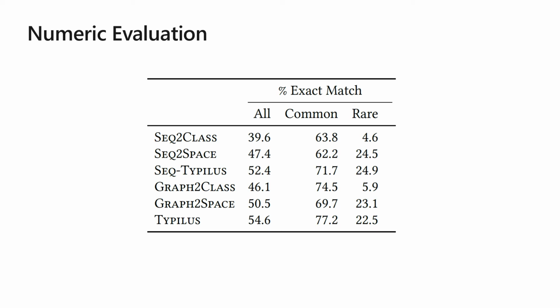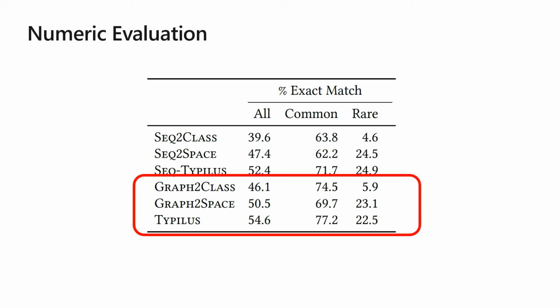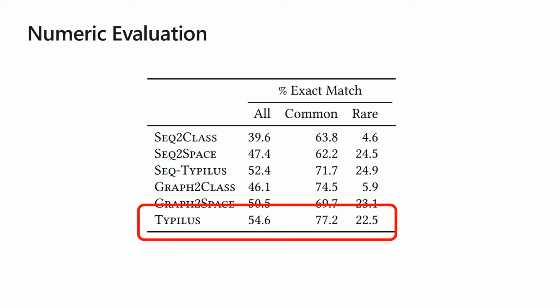First, we evaluate the ability of our models to retrieve exactly the ground truth annotations where they exist. Here we see the results in our test set averaged over 2 runs. The graph-based models perform better than the sequence-based models. We also see that the models that use classification perform the worst. Typilus, that combines our meta-learning framework and classification, performs the best.